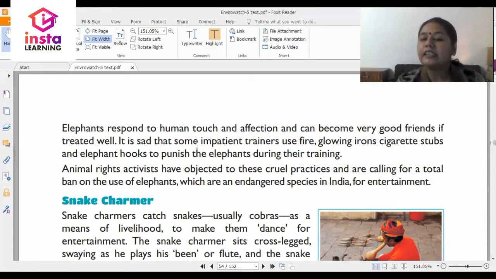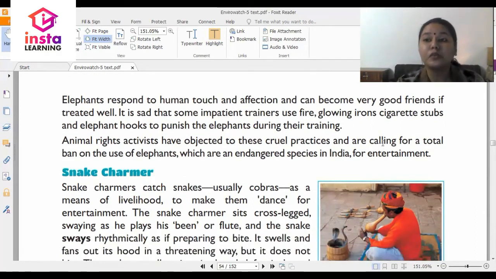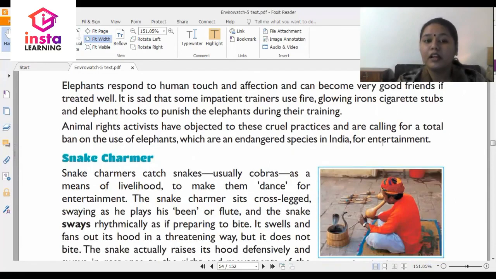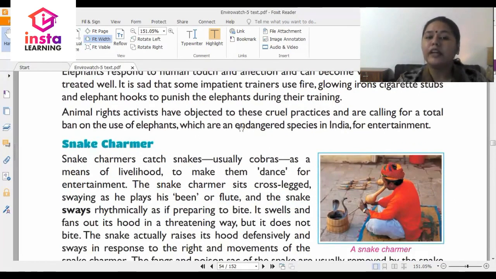It is sad that some impatient trainers use fire, glowing irons, cigarette stubs, and elephant hooks to punish the elephant during the training. Imagine, man has become so cruel. Animal rights activists have objected to these cruel practices and are calling for a total ban on the use of elephants, which are an endangered species in India.